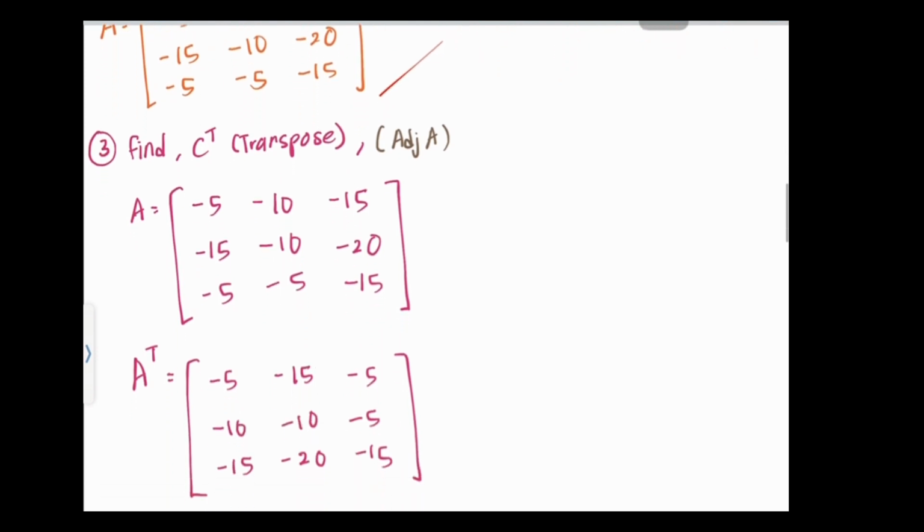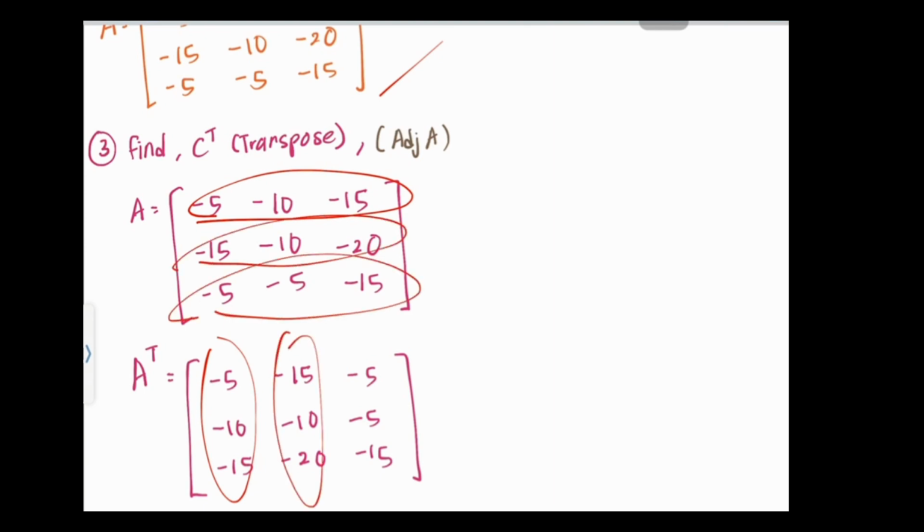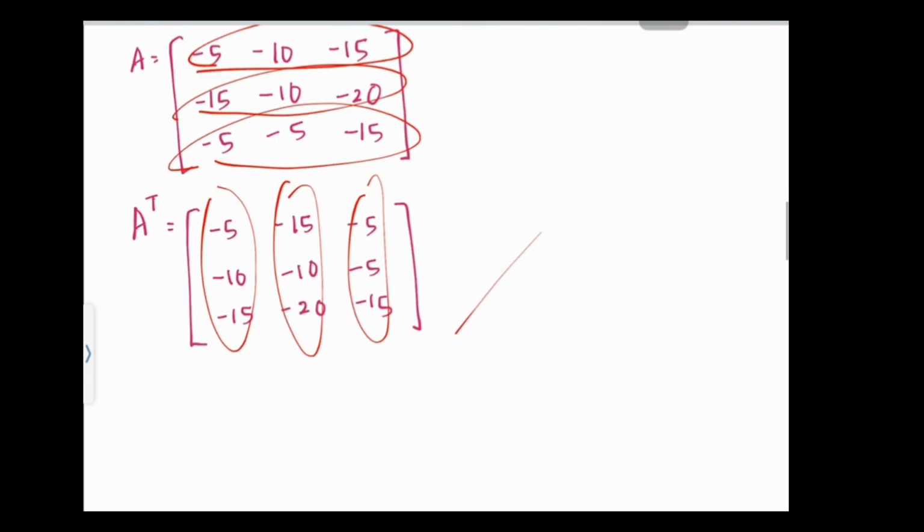Thirdly, you need to find the transpose, or we call it adjoint A, where every row becomes a column. First row will be first column, second row will be second column, third row will be third column. So you have already found your adjoint.